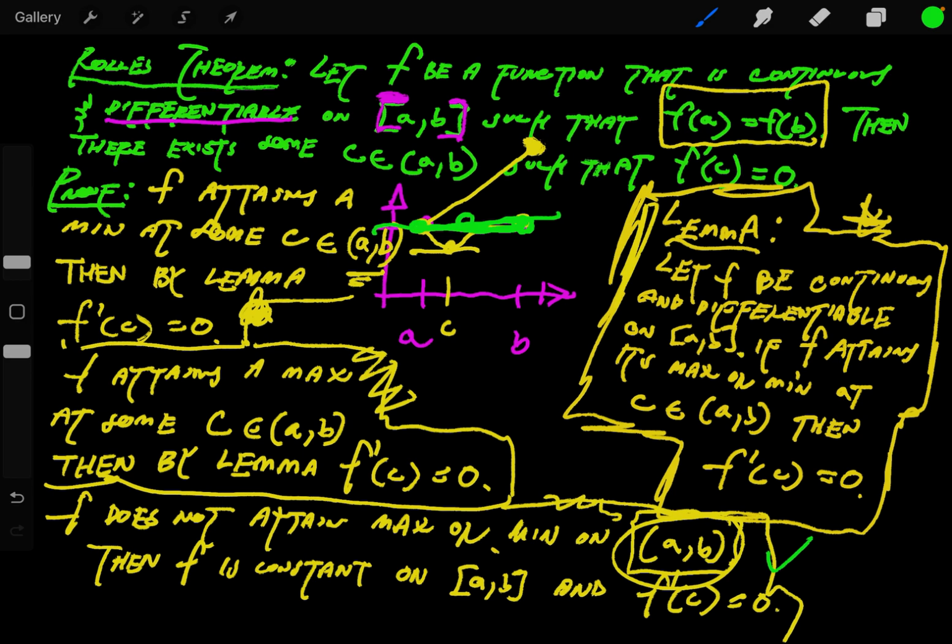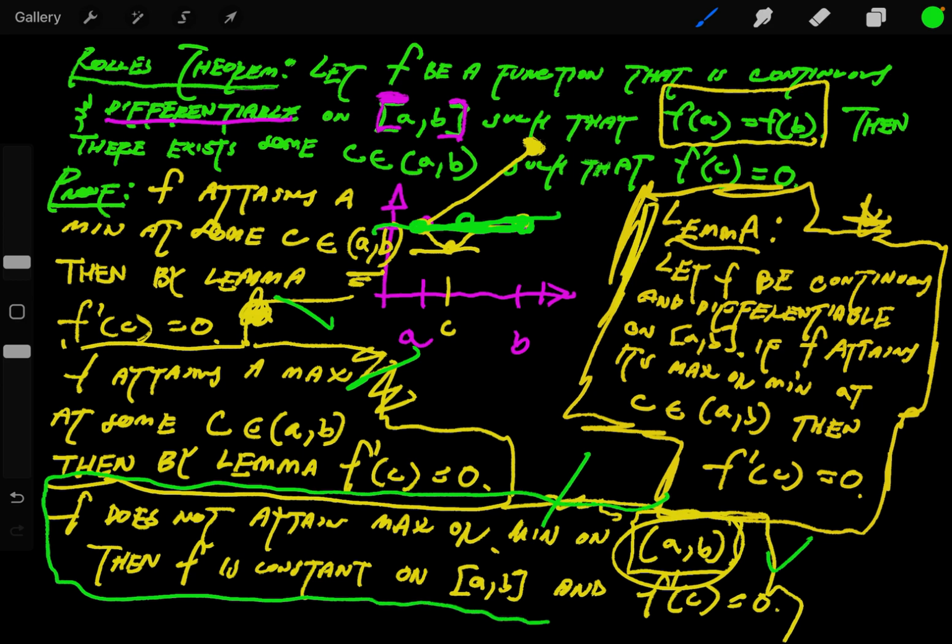And those are the three cases, and you should convince yourself that every case of f fits into one of these three cases, and that this last case is how it will look if f does not attain its min or max on this interval, where you can't apply this lemma here.